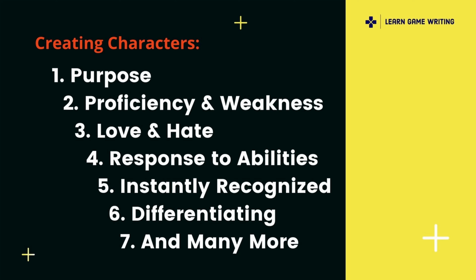As a quick recap to what we covered in this video, we've got the purpose of a character in the game. We've got the two most important aspects of a character's character, which are their proficiencies and their fears and weaknesses. We asked the question, who do they love and who do they hate? We want to know how they respond and react to the player character and the player character's abilities. We also want to know what makes them instantly recognizable on the screen and memorable. We talked about 3 different ways of differentiating characters. And then of course we went through a small list of the infinite items that could further define a character.